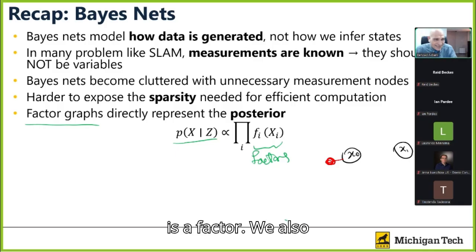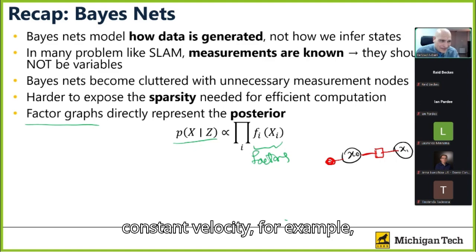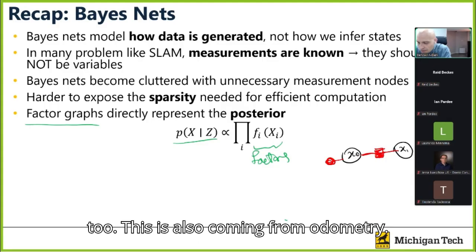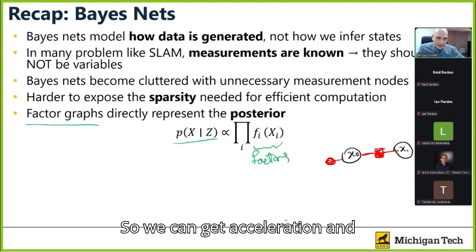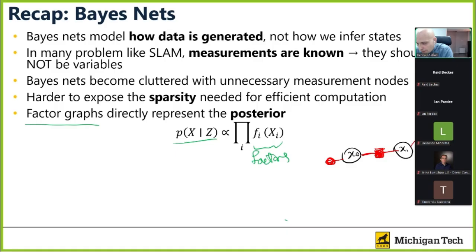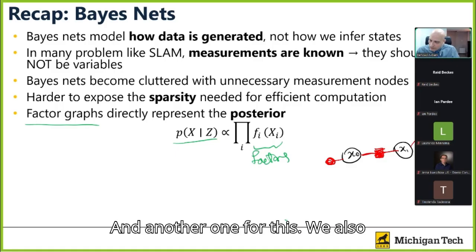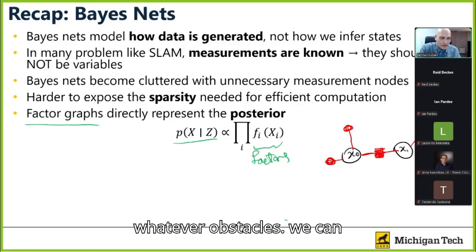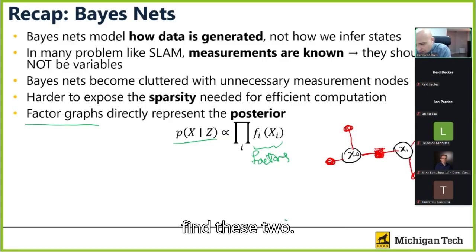Is a factor. We also know moving from this to this is a constant velocity, for example, or odometry. So we know this one too. This is also coming from odometry, so we can get acceleration, velocity and direction, gyroscope, and whatever sensor you have. And another one for this: we can also measure distance to the wall or the chair or whatever obstacles. We can find these too. Amazing, isn't it?